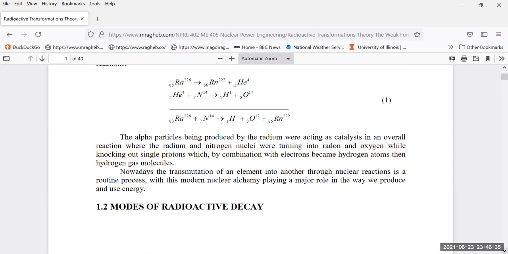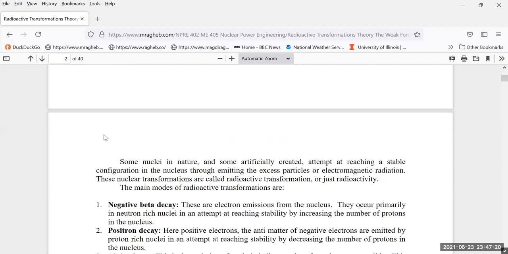Nowadays, those transmutation processes, which were the dream of the Middle Ages alchemists, are routine happenings in nuclear reactors and particle accelerators, in laboratories, and well, in nuclear devices also. Radioactive decay can happen in many different ways. We mentioned the beta decay, electrons emitted for neutron-rich nuclides. We mentioned positron emission for proton-rich nuclides. We mentioned alpha decay for some of the heavy elements like uranium and plutonium. And there are other ways that nuclides can emit radiation.